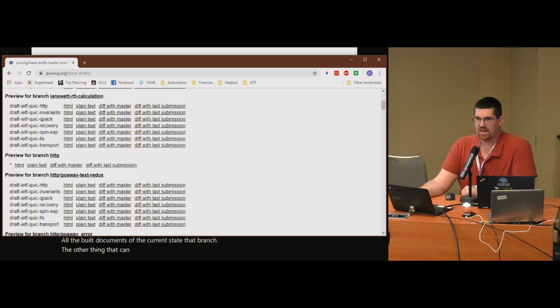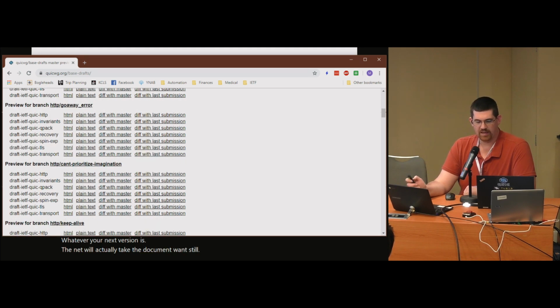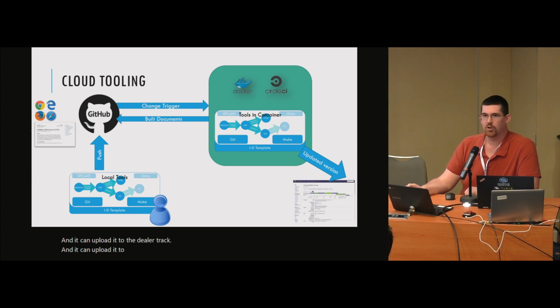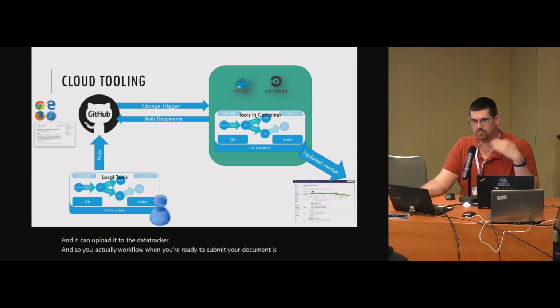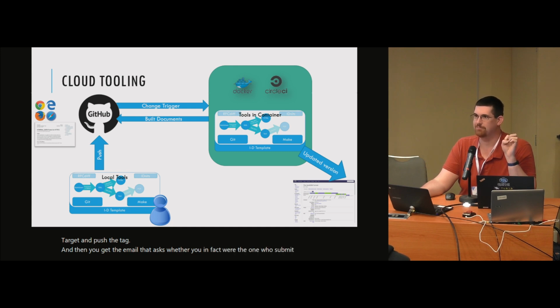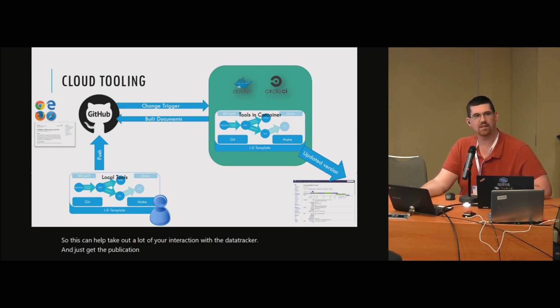The other thing that can happen on CI is that it can respond to tags in the repo. So if you tag a particular document as being draft version 00, 01, whatever your next version is, then it will actually take the document once it's built, and it can upload it to the data tracker. And so your actual workflow when you're ready to submit your document is simply build it, tag it, and push the tags. And then you get the email that asks whether you in fact were the one who submitted that document and if you want to approve it for publication. So this can help take out a lot of your interaction with the data tracker and just get the publication directly from the command line where you're already working on the document.